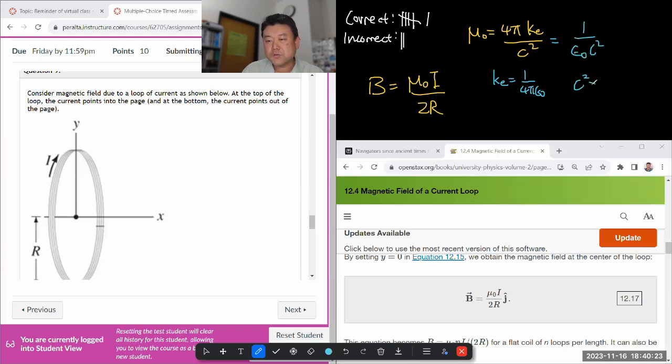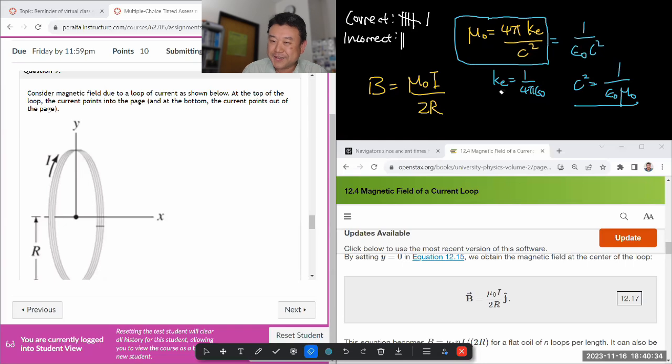So solving for c squared, you get 1 over epsilon naught mu naught. And I actually have this memorized. But for you, this is what you need to know. Probably should be in your notes because I use it enough. You might see it on timed assessment questions. So using this, plug it in.